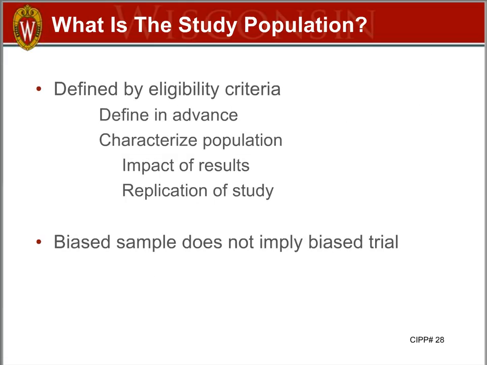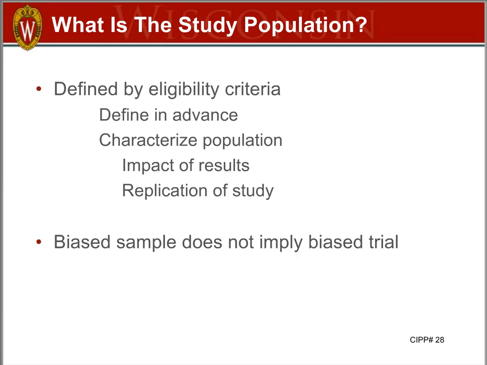It's always a challenge to figure out what population one wants to study. We need to define the population by something we call eligibility criteria, which is defined in advance, and these criteria will characterize the population that we're going to study. And it's very important to characterize that population because it will have implications on the impact of results and also if you want to repeat the study. Most studies are not conducted on a random sample. They are not typically a random sample, but a special sample. But just because the sample is not representative of the total population does not mean you have a biased trial.